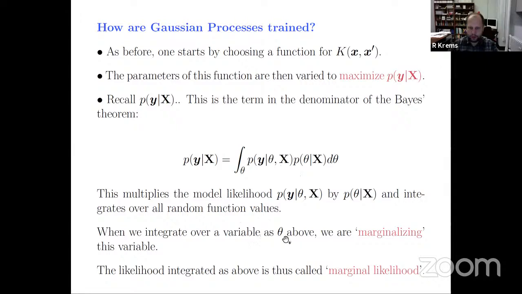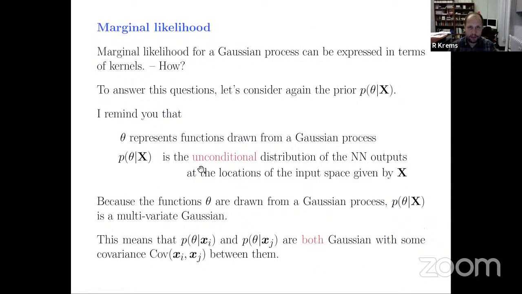So when we integrate over a variable such as theta in this integral, we say that we are marginalizing this variable. And that's why this term here, the term on the left-hand side, is, as you can see, the model likelihood integrated over the function values here. And that's why it's called marginal likelihood. So this is marginal likelihood. We're going to be talking about marginal likelihoods quite a bit today. So it's important to understand this.